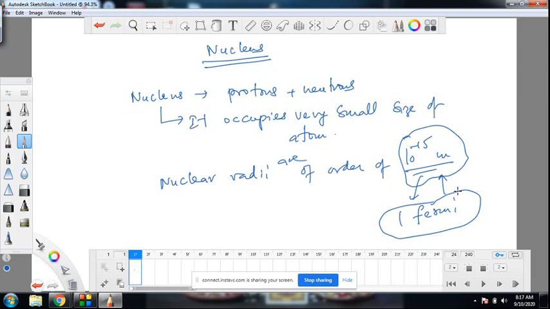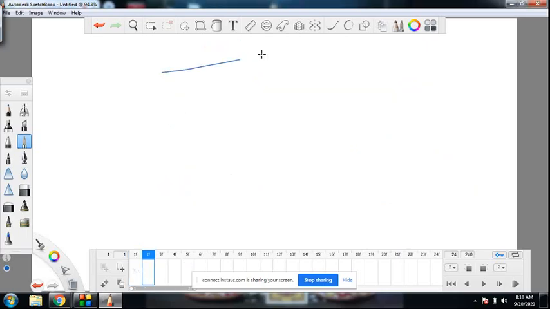That is the idea. Now, having said that, this nuclear size is very small. How has this conclusion been arrived at? That conclusion has been arrived at from Rutherford's gold foil experiment. So you see, Rutherford took a gold foil. Suppose this is the gold foil having some thickness. Then Rutherford bombarded them with alpha particles.